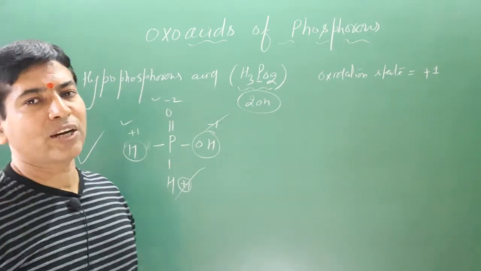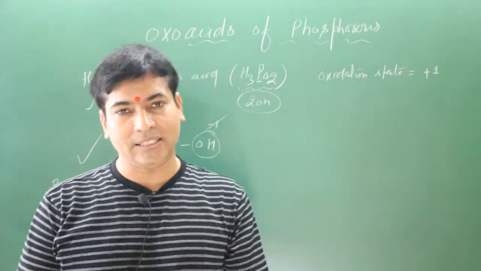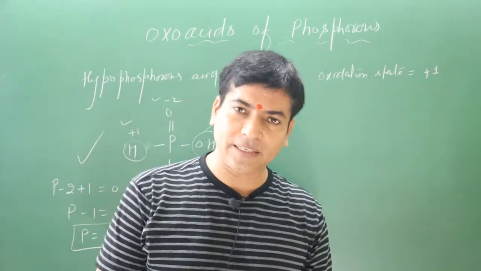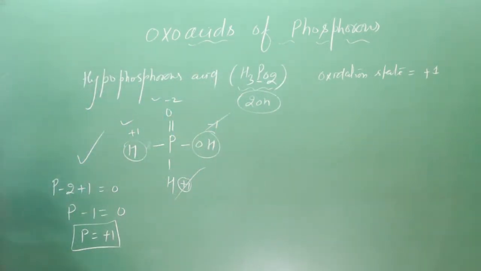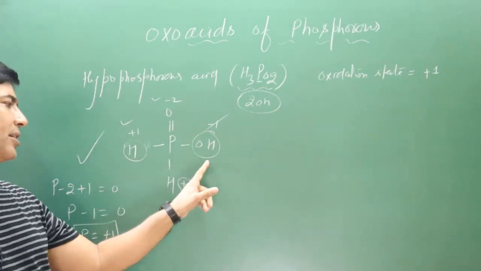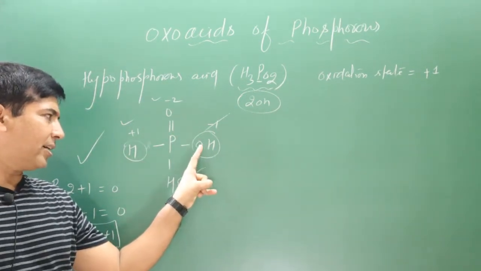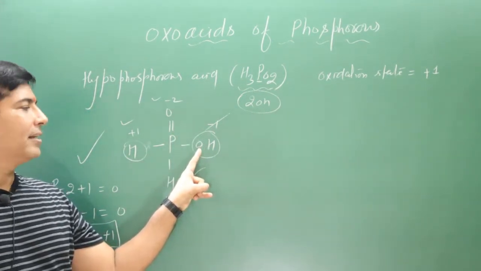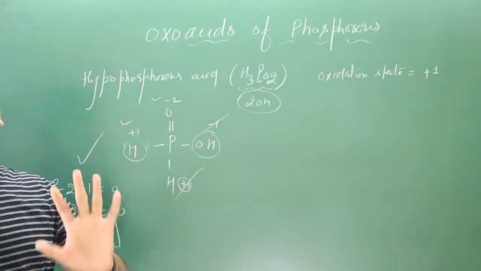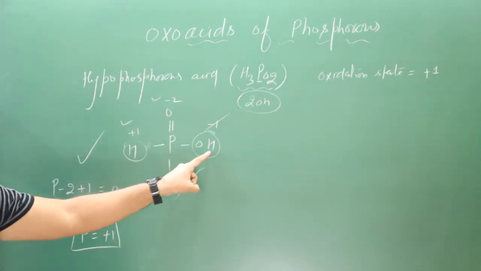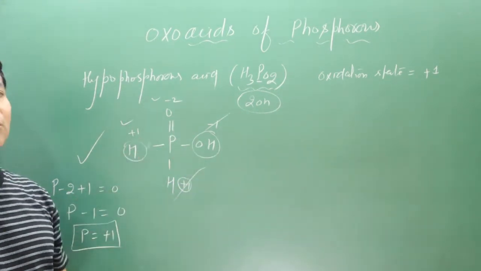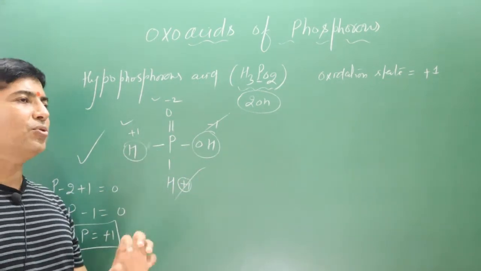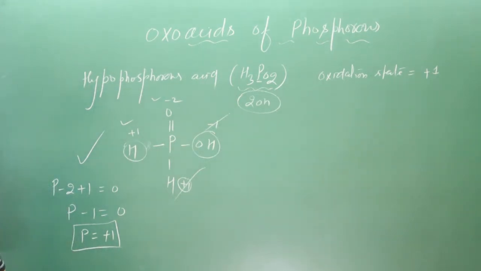Now next we have basicity. Basicity is the number of hydrogens attached directly to oxygen in oxoacids. Now you can see how many OH groups are present. Only one OH is present, in which hydrogen is attached to oxygen. These 2 hydrogens are attached to phosphorus. So these 2 hydrogens will not contribute to the basicity of this acid.